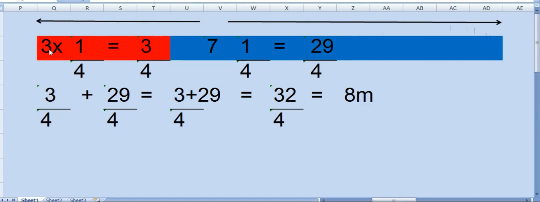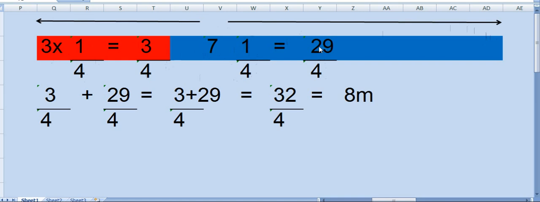Now he has cut 3 pieces of 1 by 4. So 3 multiplied by 1 by 4, that is 3 upon 4. Now he has been left with 7 1 upon 4 meters of cloth. Now this is a mixed fraction. Convert it into a simple fraction. 7 4s are 28 plus 1, 29. 29 upon 4. Kindly check the same mixed and simple fractions in my earlier videos.